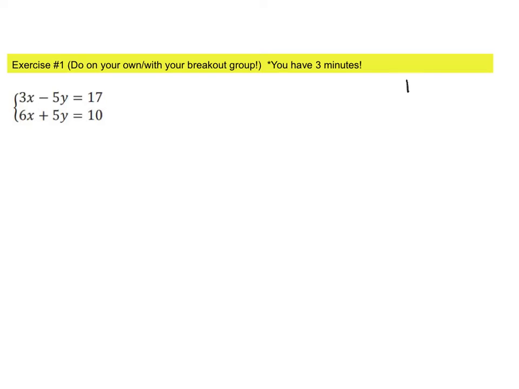The first thing I want you to do is line up your variables. So go ahead and just rewrite these equations, making sure there's no minus signs. Your x's are on top of your x's, your y's are on top of your y's, your equal signs are on top of your equal signs, etc. And I'm going to give you about 20 seconds to do this.